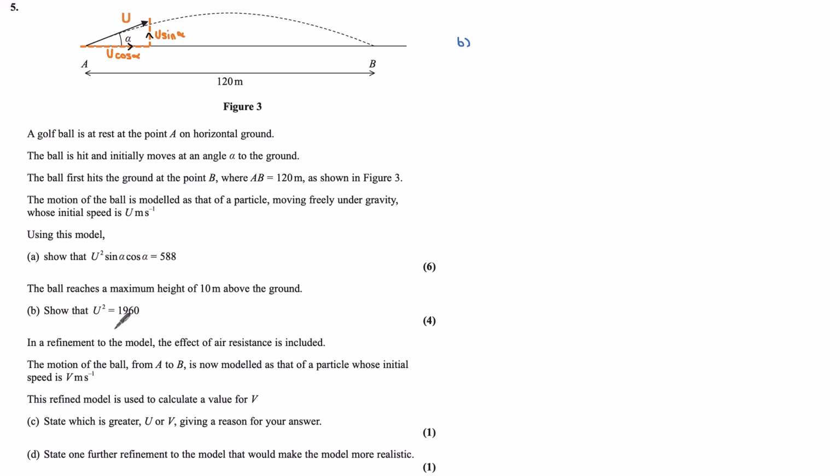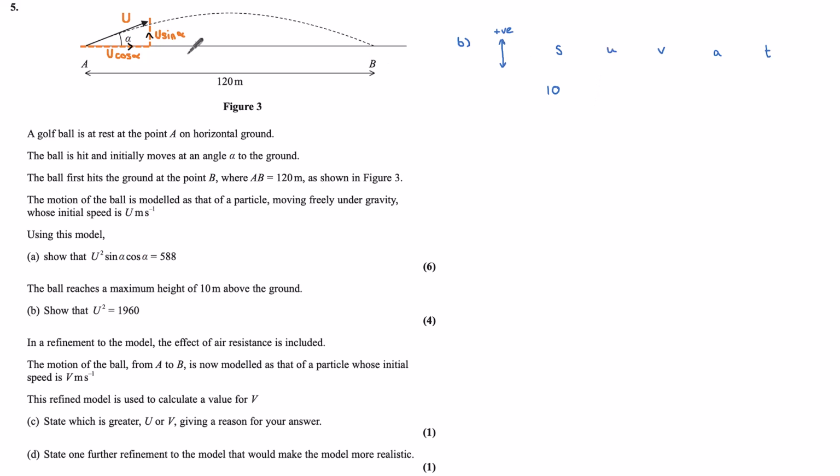Show that u squared is equal to 1960. So we are looking at maximum height here, so it would make sense to resolve vertically. And again, I'm going to take upwards to be positive. And when we're looking vertically on projectiles, we're considering SUVAT. Now, this time I know S to be my maximum height, and I'm told that's 10.